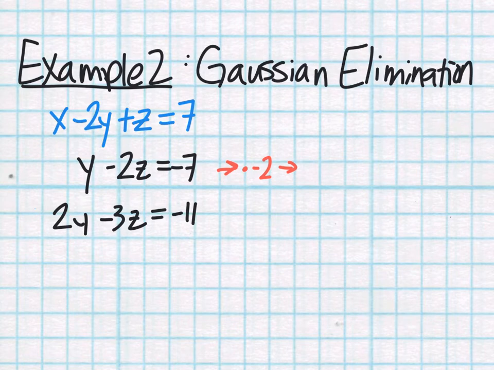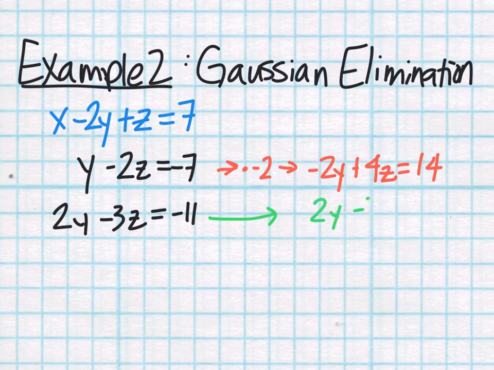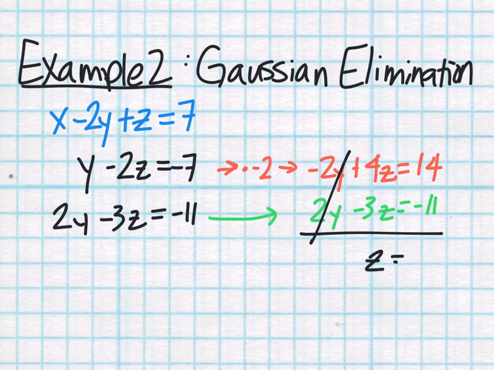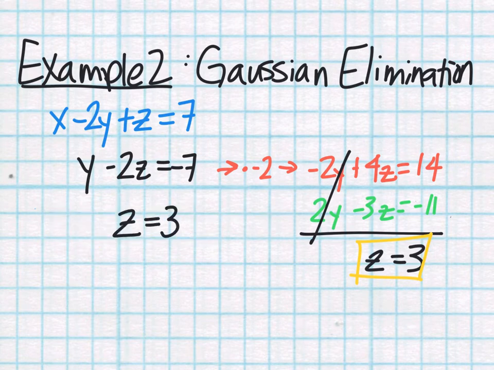So let's see. -2y plus 4z equals 14. I'm going to add it with this third one, 2y minus 3z equals -11. So let's see what we get. That's going to go away. Then I've got z equals 3. Nice. So I'm going to take this z equals 3 and replace this third equation with it. So this is looking really good. This is what we want to see.